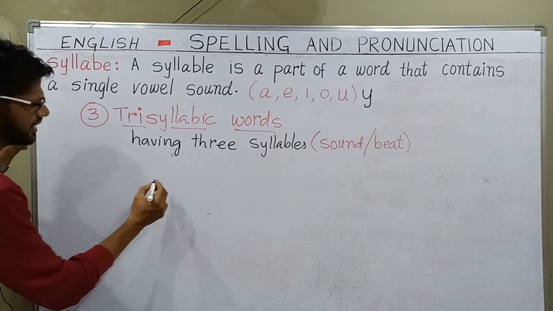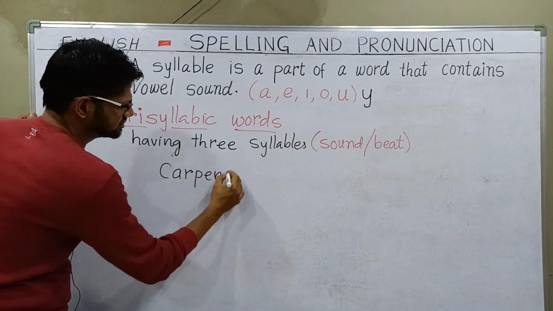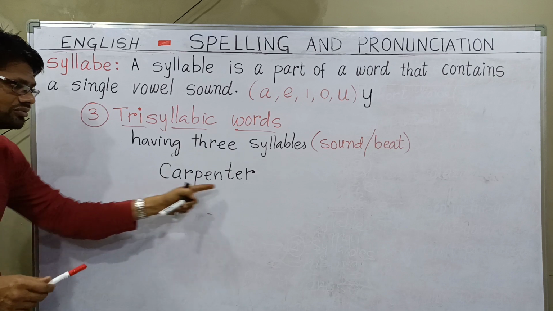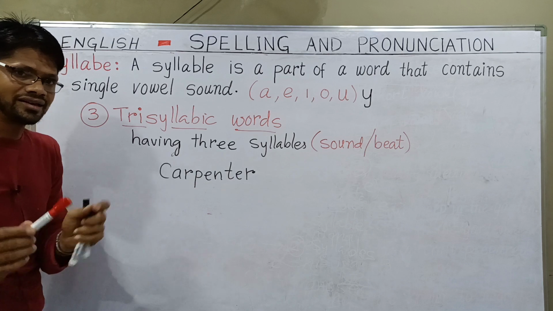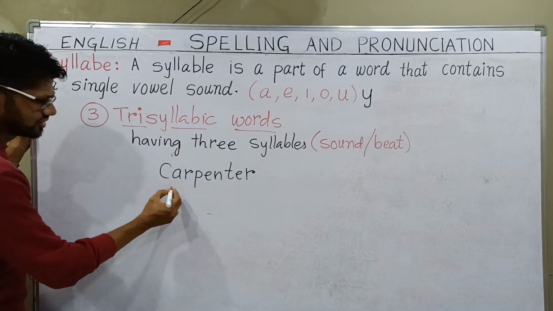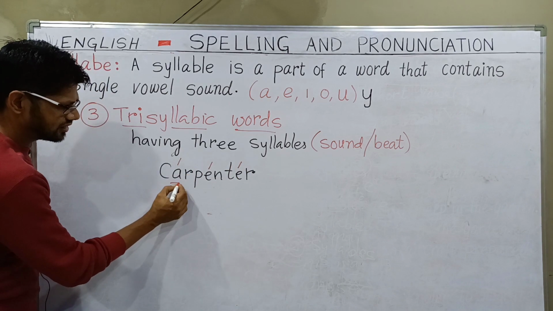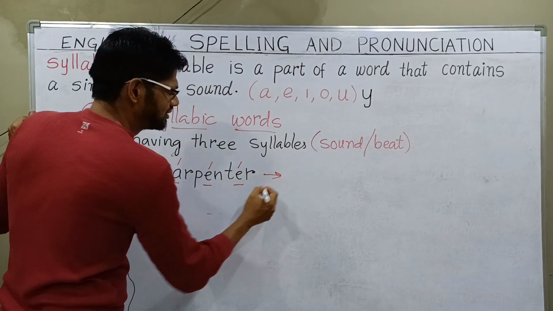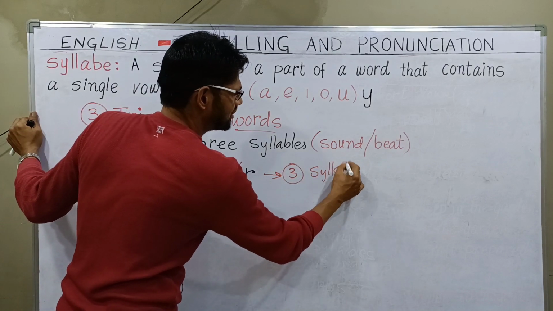For example, if I write the word carpenter. Here, the length of the word carpenter is 9 letters: 1, 2, 3, 4, 5, 6, 7, 8, 9. But we have to count vowel sounds. How many vowel sounds? A, E and E. 3 vowels are there. Carpenter. So 3 beats are there, 3 beats. So we have 3 syllables in the word carpenter.